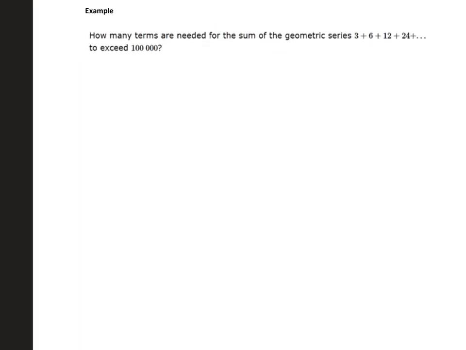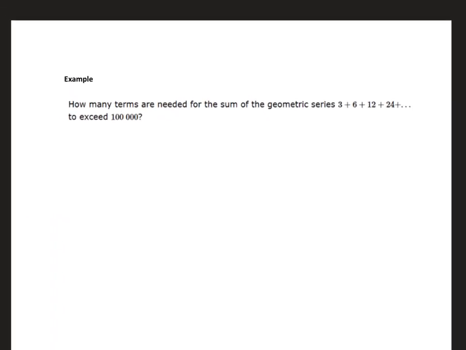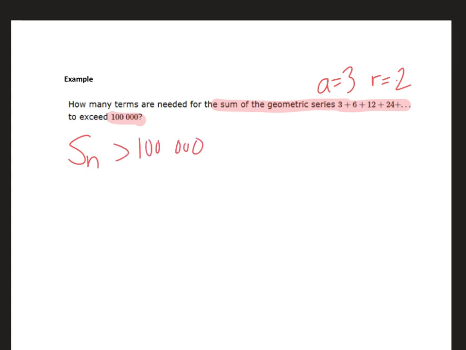Okay, let's look at some problem solving questions. How many terms are needed for the sum of a geometric series 3, 6, 12, 24 to exceed 100,000? Well, from the question, we can see that the first term is 3, and the common ratio, well, to get from 3 to 6, 6 to 12, times by 2. And I want the sum to exceed, to be bigger than 100,000. So again, I'm going to use an equal sign here.